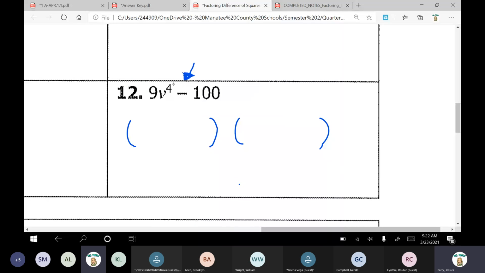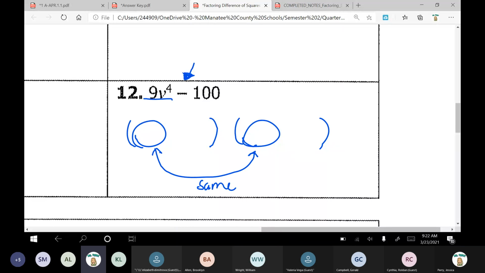Okay. And we need to figure out what is the square root or what times what is 9v. Remember, these have to be the same thing. And you can also break it down with just the numbers. What times what is 9?